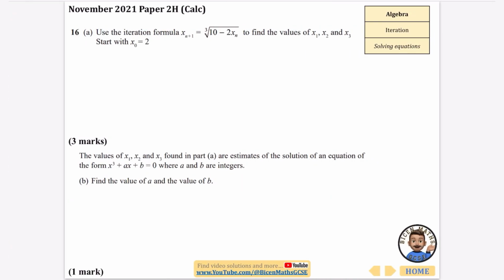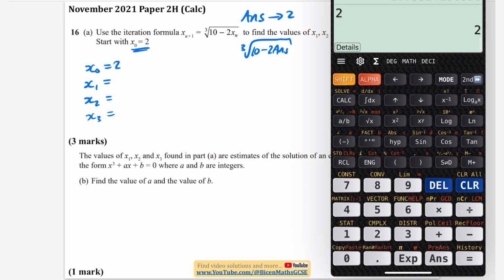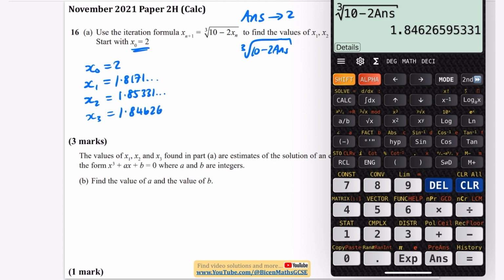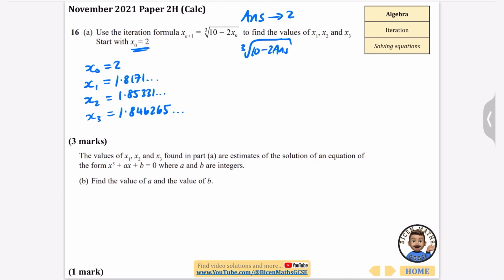Okay, we've got another iteration formula, and they've said we're going to start with x naught equals 2. They want us to find x1, x2, and x3, and they've given us the formula. So again, I'm going to put the answer on my calculator as 2, and I'm going to be typing in the cube root of 10 minus 2 answer. So, store 2 as the answer, and I'm going to be doing the cube root of 10 minus 2 answer. I get 1.8171, press equals again, we get 1.85331, some, and I'll use it one more time. I get 1.846265, and that's definitely enough that we've got there.